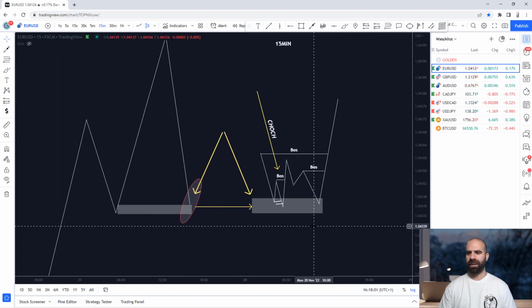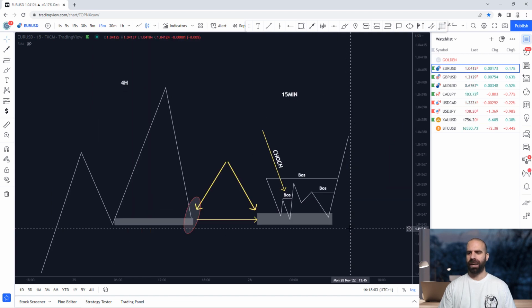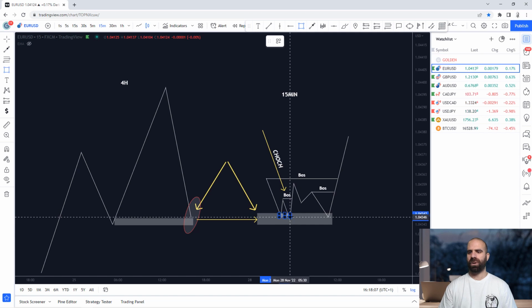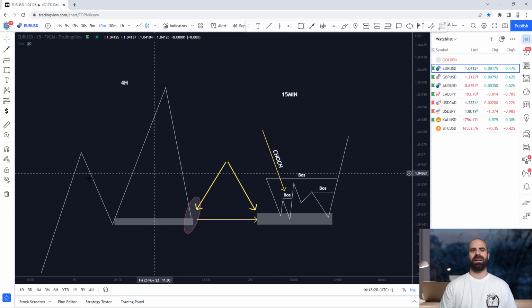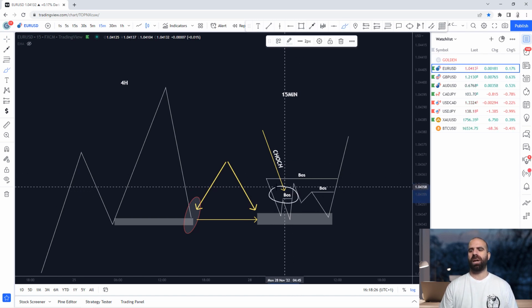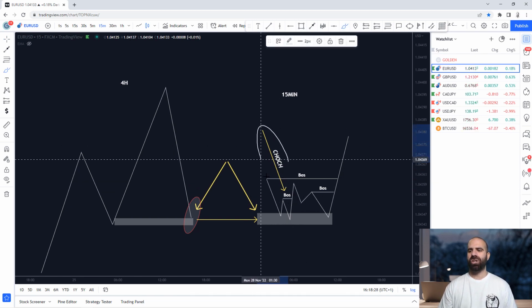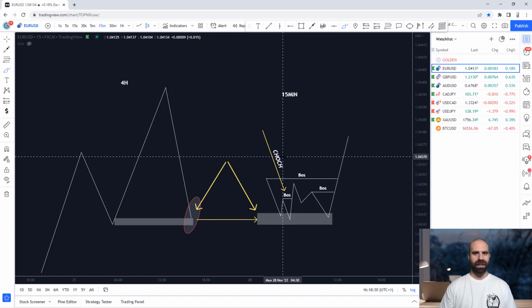I cannot zoom in right here even more, so let me go back. Okay, this one right here, this minor thing, is a break of structure, but towards the downside. We want to see a reaction towards the upside and the break of structure towards the upside within this 4-hour order block. And when we see that, this break of structure is a CHOCH, a change of character at the same time.